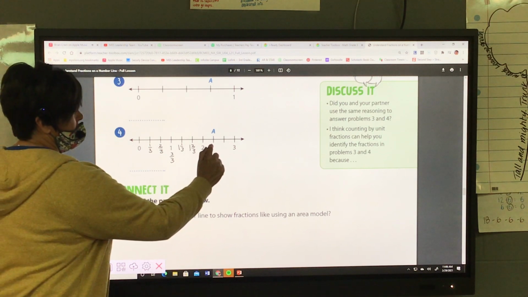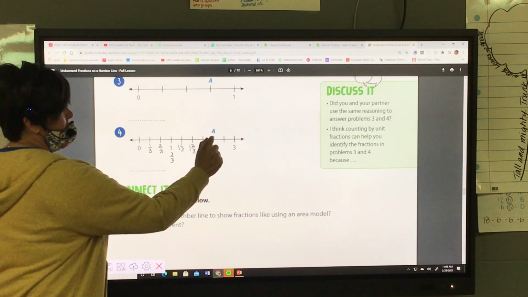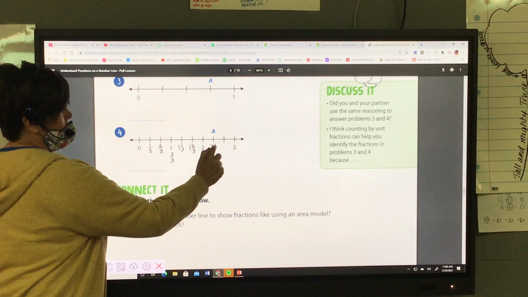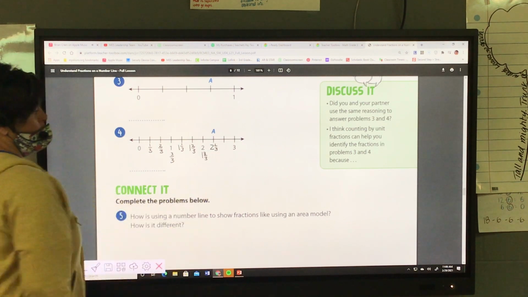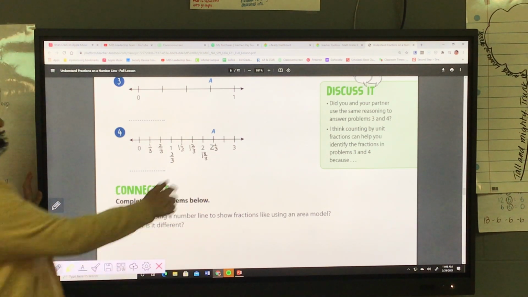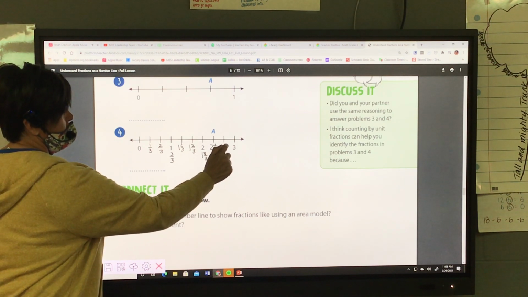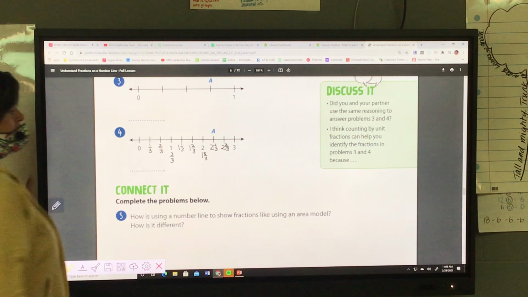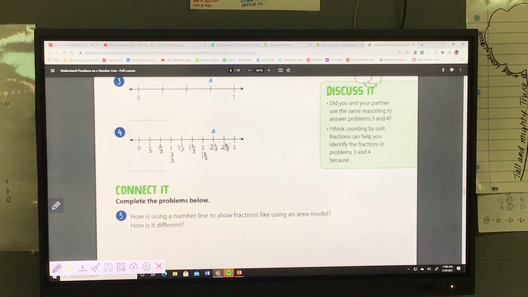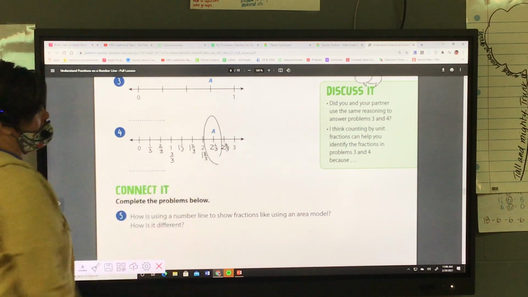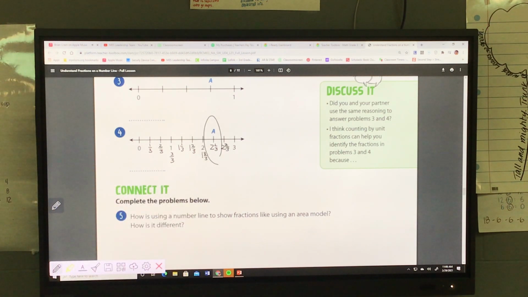Now I'm going to start over. I have 2 wholes, and what fraction is that? 1/3. What would this one be? 2 wholes and 2/3. Kind of tricky, isn't it? So what's the fraction for where A is? 2 and 1/3.